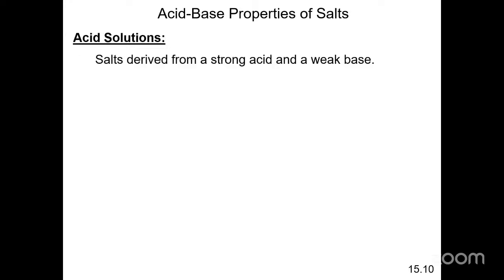Okay, then we get to the acid solutions. This particular type of solution is formed when a salt is formed from a strong acid and a weak base, all right? A good example of this would be ammonium chloride. Ammonium chloride, when added to water, gives you ammonium and chloride ions. The chloride ions, as we said earlier when we were talking about the neutral salts, will have no effect on the pH of the solution.